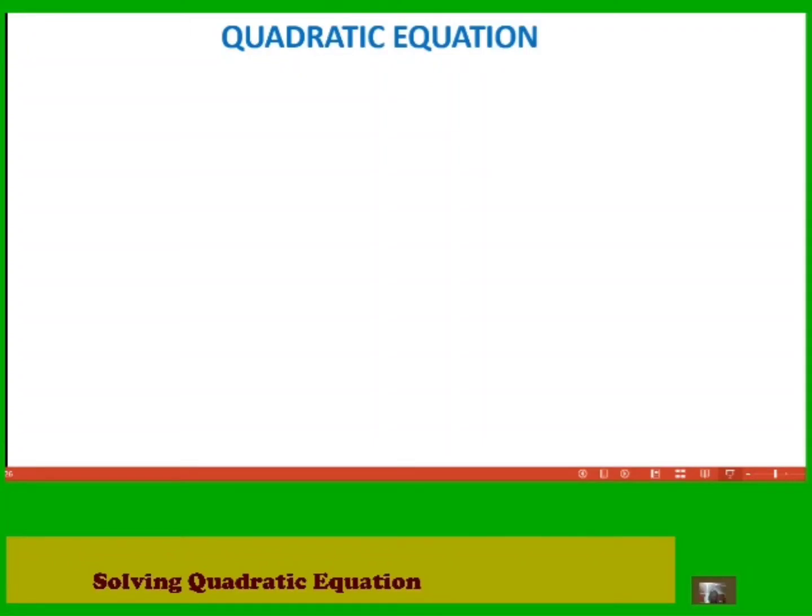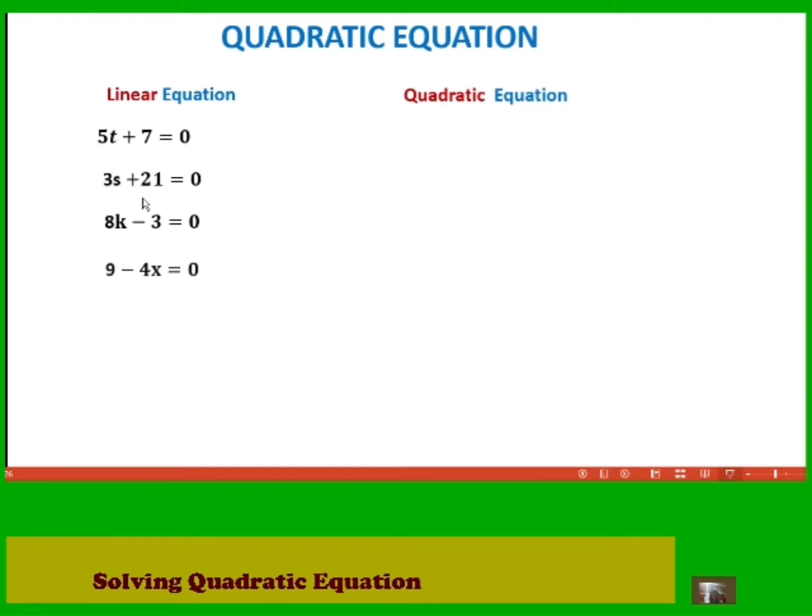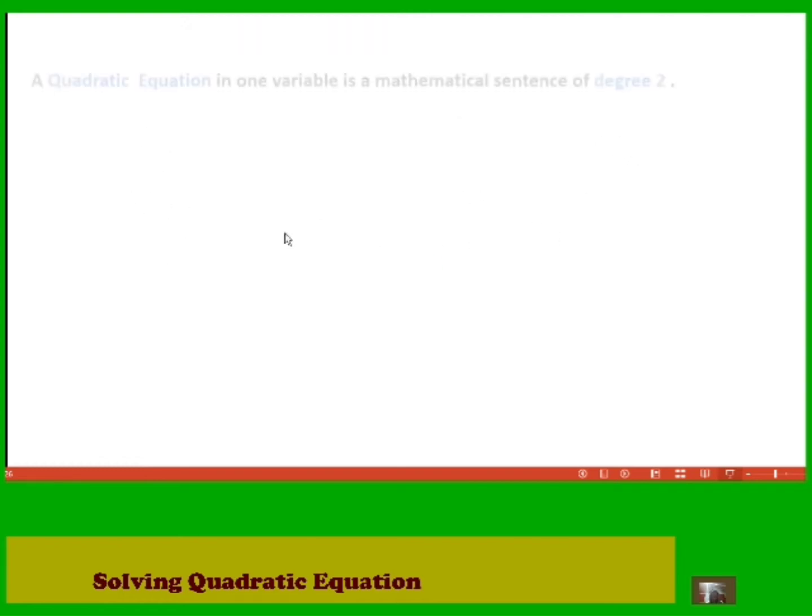Our video tutorial is about quadratic equation. Let us differentiate linear and quadratic equation. The following equations are linear equations because the degree of the variable is equal to 1. Whereas the following equations are called quadratic equations because the degree of the variable is equal to 2. So these are linear equations and quadratic equations.